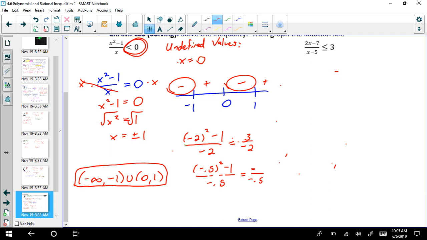If I graph this on a number line, I would see parenthesis shaded, parenthesis shaded.